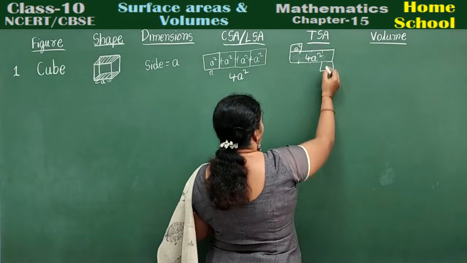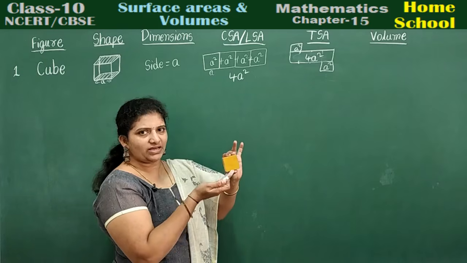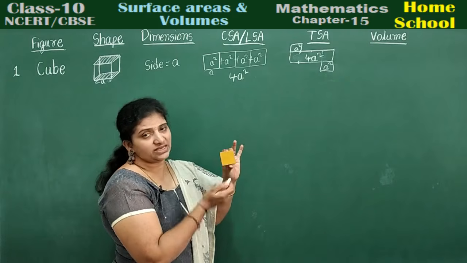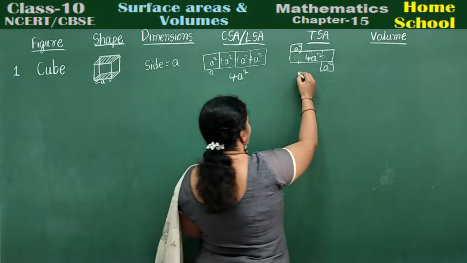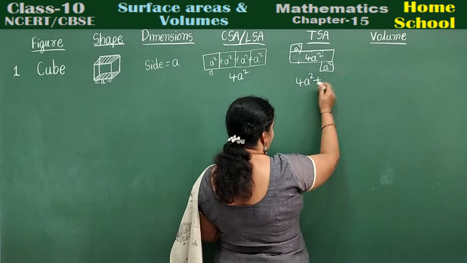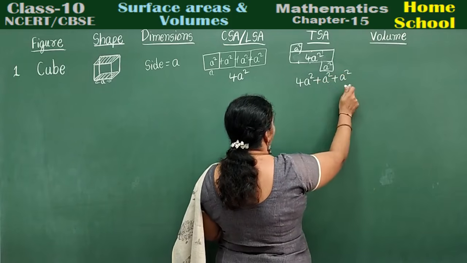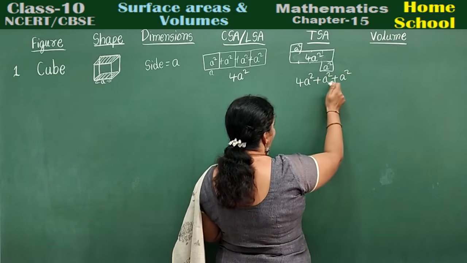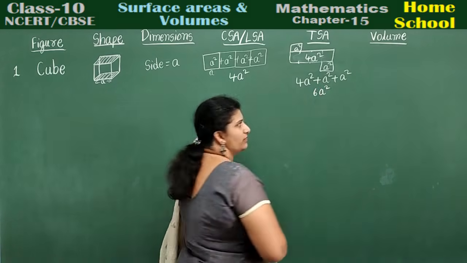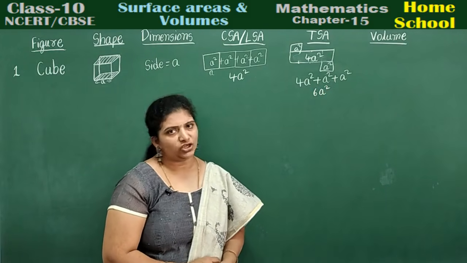Both are squares. Then what is the area of this square? a square. And what is the area of this square? a square. So 4a square plus a square plus a square. Let us add this: lateral surface area plus top area plus bottom area. It will be 4 plus 1 is 5, plus 1 is 6, so 6a square square units is the total surface area of a cube.